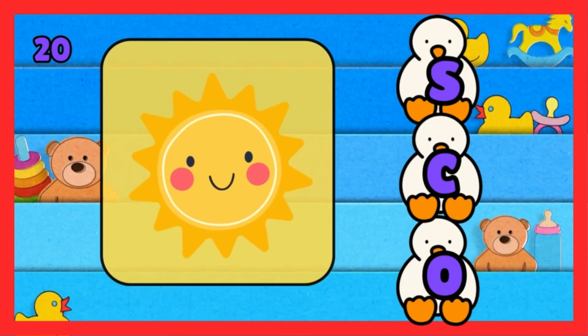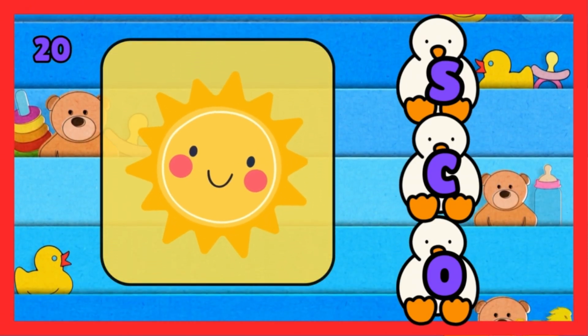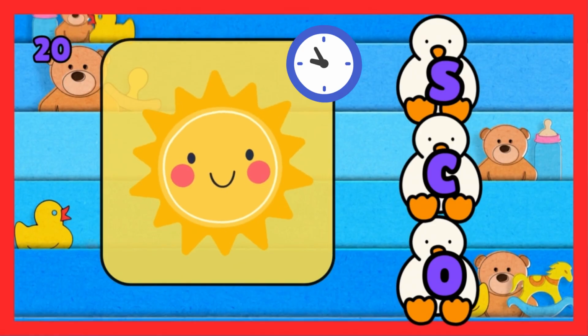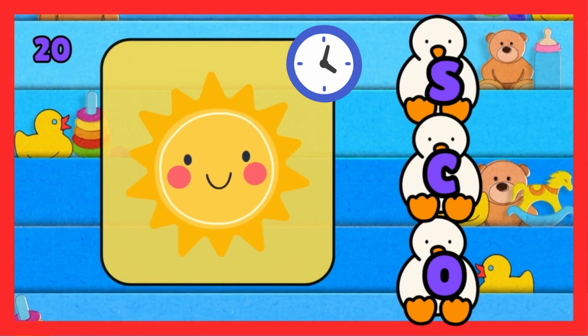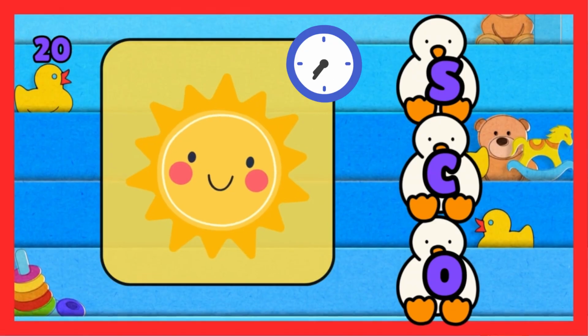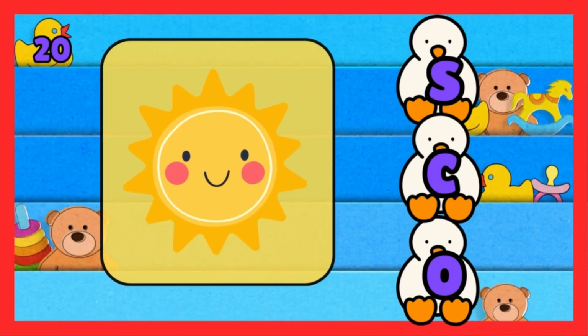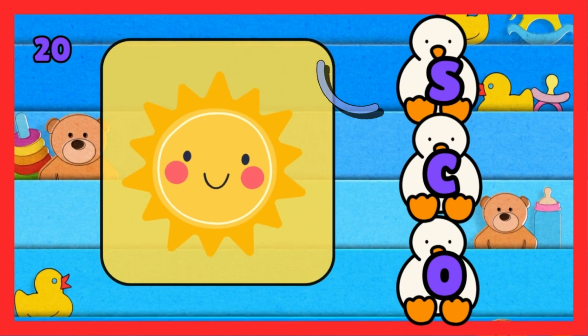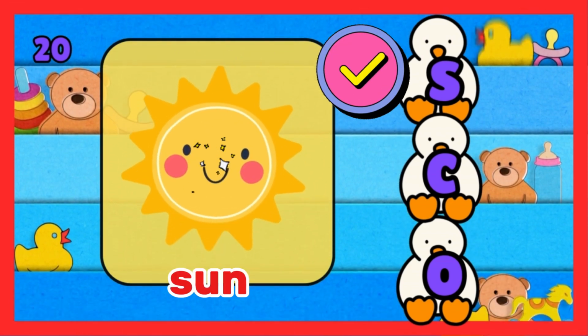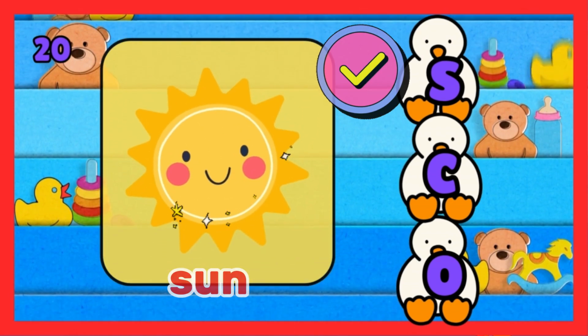What's the beginning letter of the word sun? The beginning letter is S. That's right. The word sun begins with the letter S.